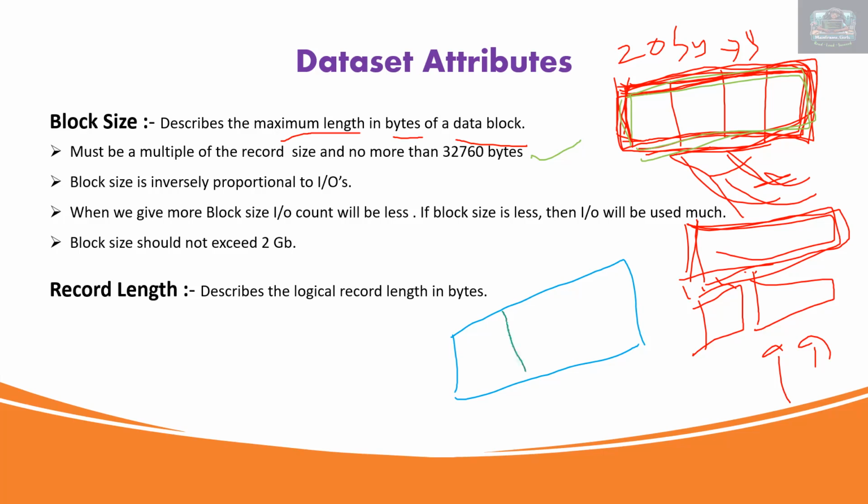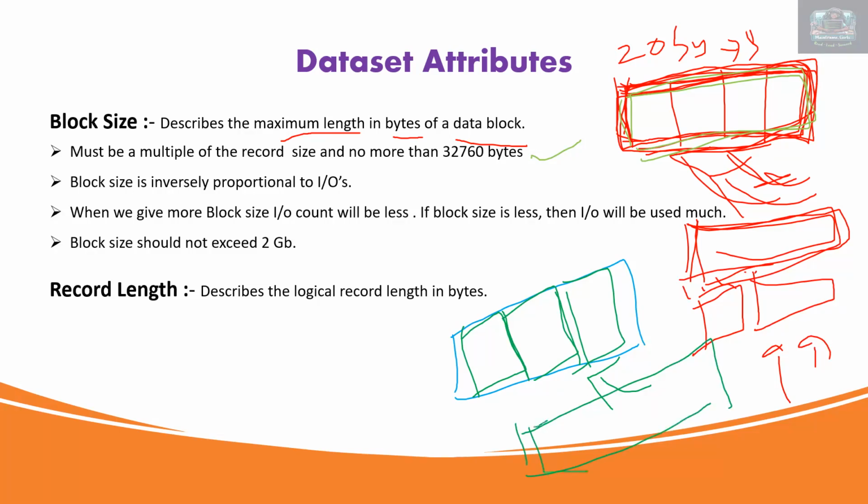If the data is going into a data block, this is one record, this is one record, this is one record, like that. If this is a data block, in it we'll have parts called records. So the basic unit in a data block would be a record. This length defines the record length.